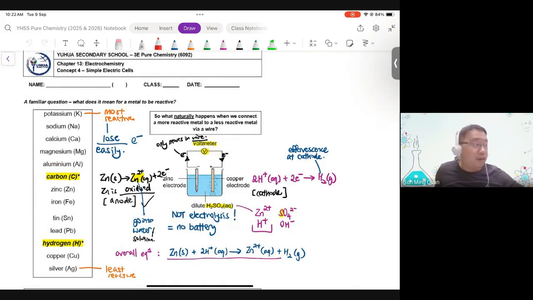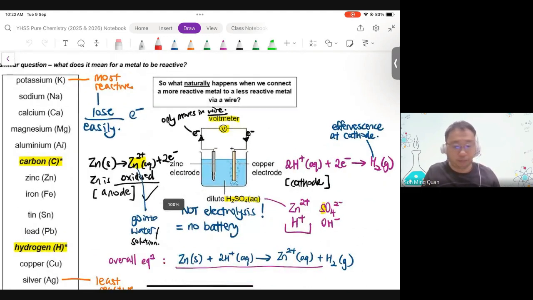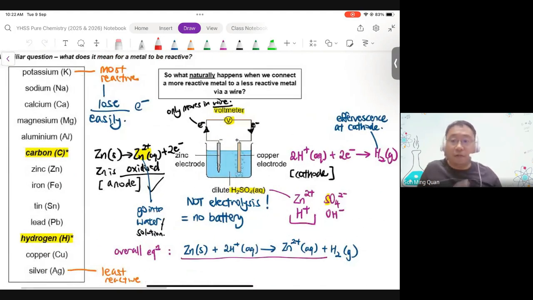So let's go to concept 4 first in preparation for tomorrow's workshop. We did concept 4 on Wednesday before the Teacher's Day celebration. So we started off with this concept of reactivity series of metals. What does it mean for a metal to be reactive? We said in class, a reactive metal loses electrons easily, whereas a less reactive metal does not lose electrons so easily.